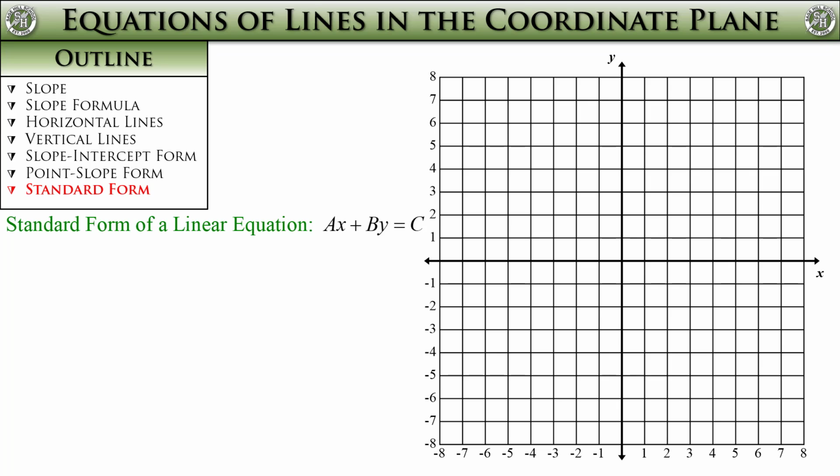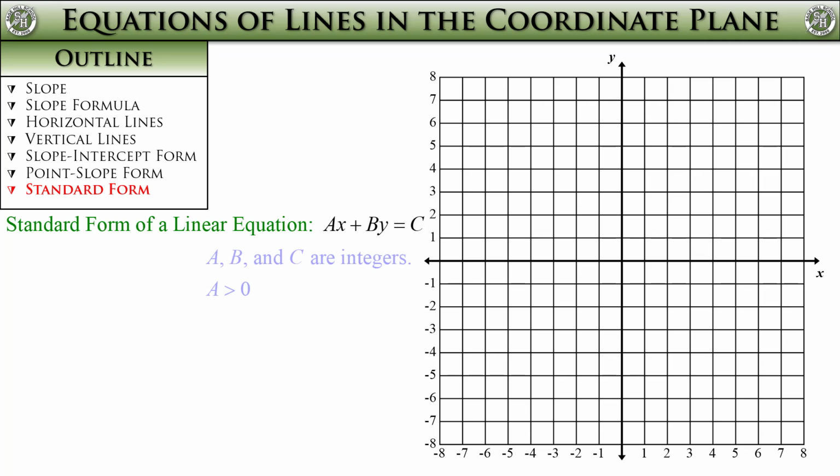Both point-slope form and slope-intercept form give us two pieces of information about the graph just by looking at it. And that just doesn't happen here. The slope will end up being negative a over b, but that takes a little bit of math. The slope for the other two forms is just sitting right there in the open.